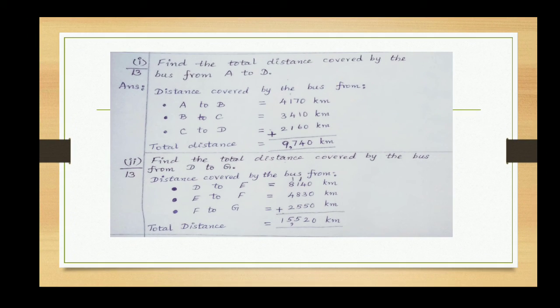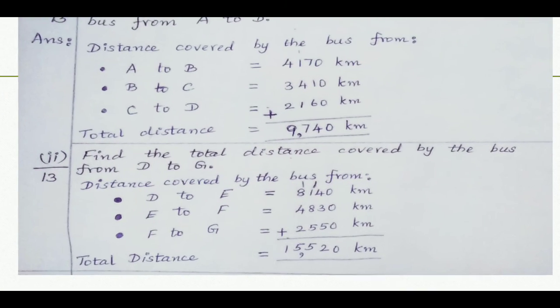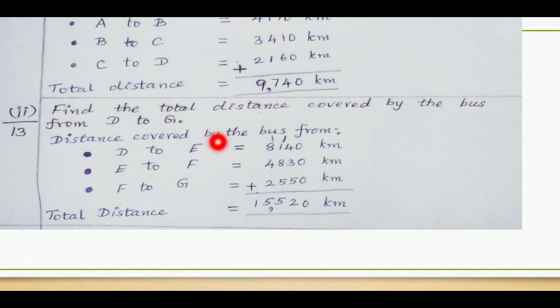Then the next problem is find the total distance covered by the bus from D to G. From the figure we know that there is no direct route from D to G. So as we saw in the previous problem, let us write down the values for distance between D and E, distance between E and F, distance between F and G. Add them all together, you will get the total distance traveled from D to G. It is 15,520 kilometers here.